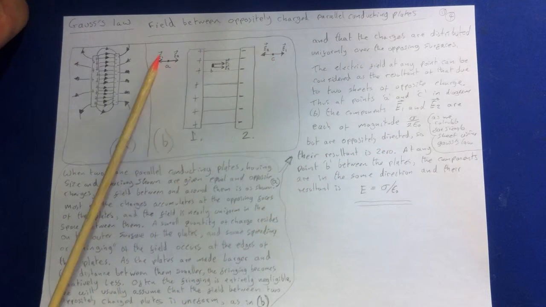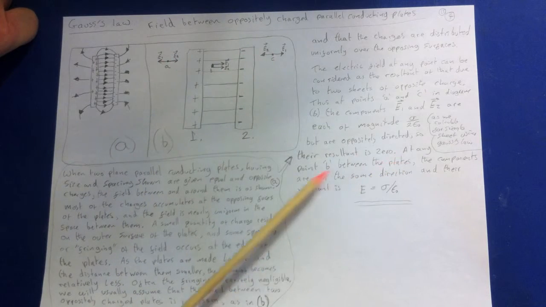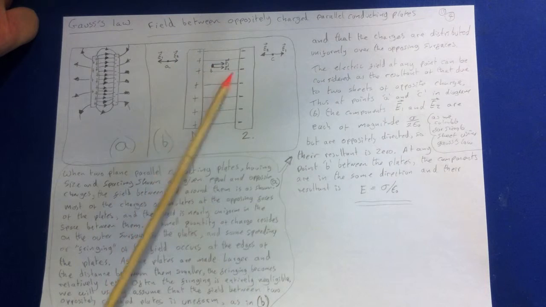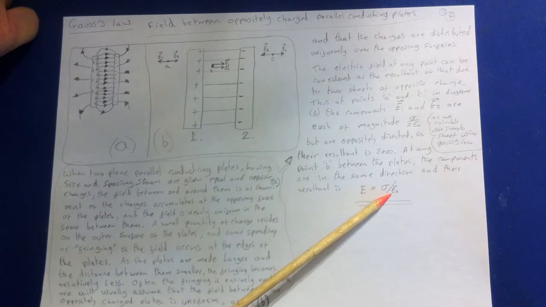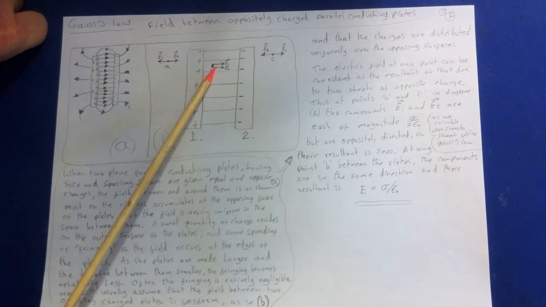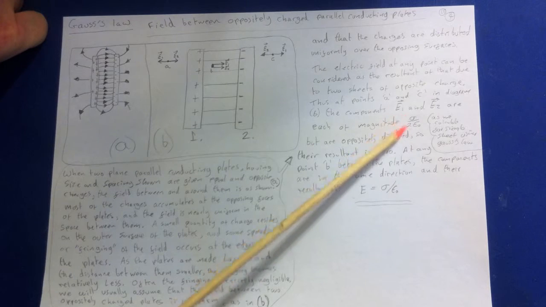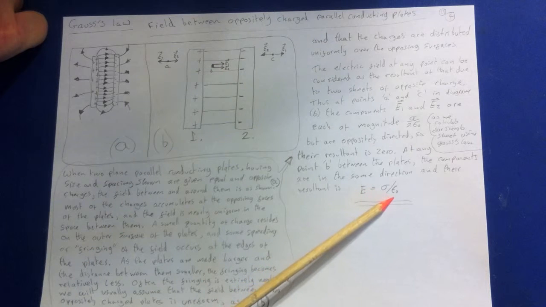So here you can see that there's going to be no field contribution at A or C, because they just cancel. At any point B between the plates, the components are in the same direction, and their resultant is, so here you can see any point here, the field lines are going to all point in the same direction. So we end up with E equals the charge density over epsilon naught. Basically, because the E1 and E2 are adding together, the half coefficient simply turns to 1 because there's two of them. So we end up with E equals the charge density over epsilon naught.